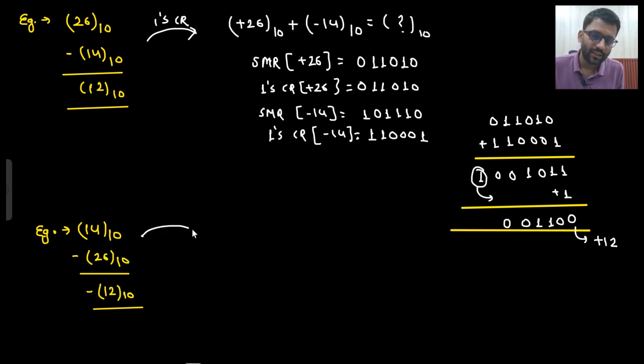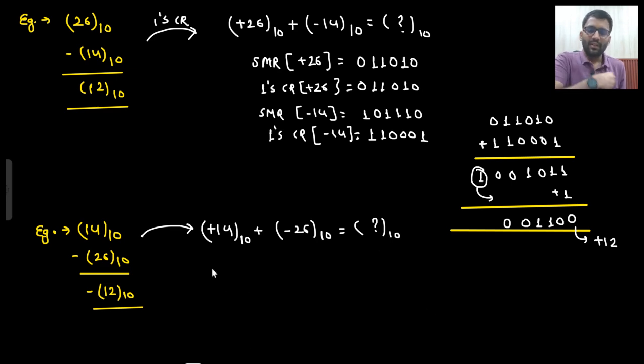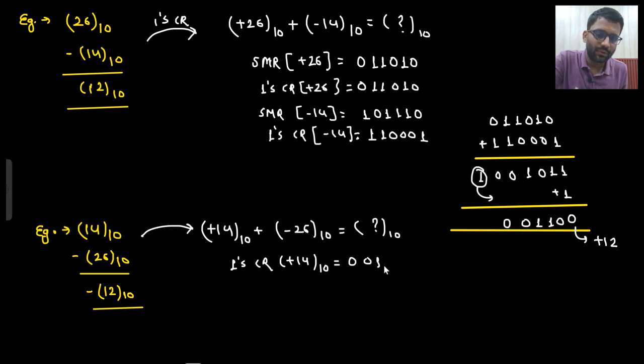So how can you write this one? Plus 14 plus minus 26, right? This is what you need to do, and you will get your answer. So what is the 1's complement representation of plus 14? Since this is a positive number, I will directly write it: plus 14 would be 0 0 1 1 1 0. Why am I writing two zeros? Because I know for 26 I would require 6 bits, so that's why I am representing it in 6 bits only.